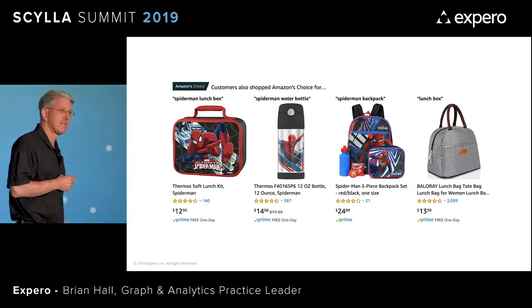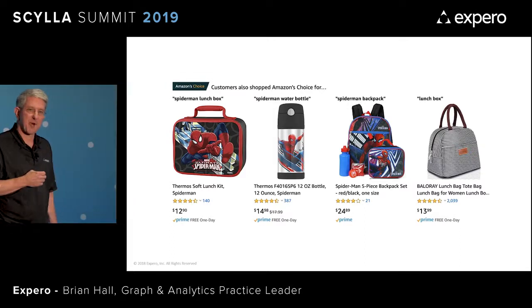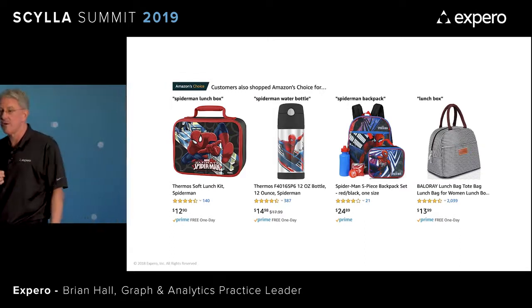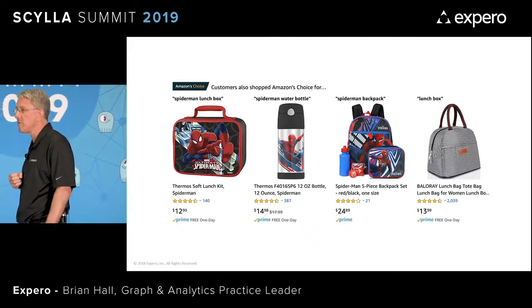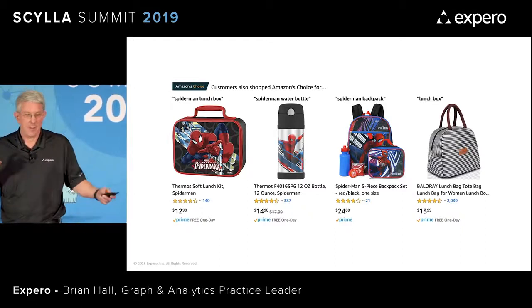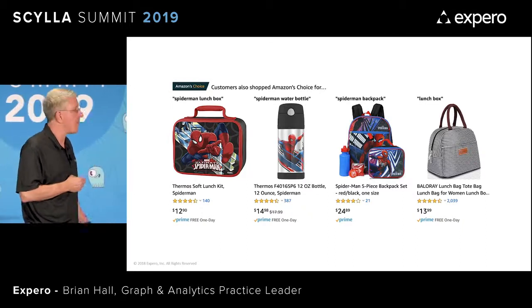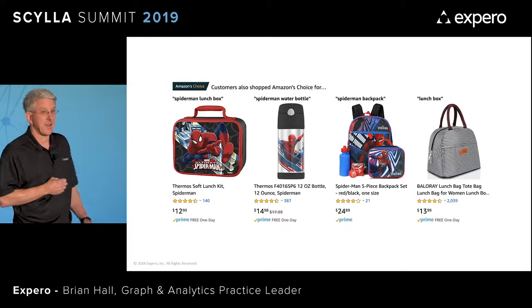Recommendation engines, right? If my son buys a Spider-Man lunchbox, maybe he might also want a Spider-Man water bottle. Maybe other people the same age as my 10-year-old son might want the same thing. I can represent all of these things in a graph. That's a classic use case.